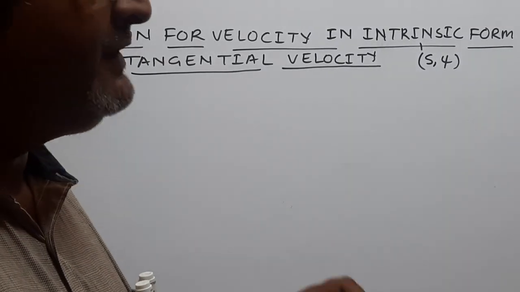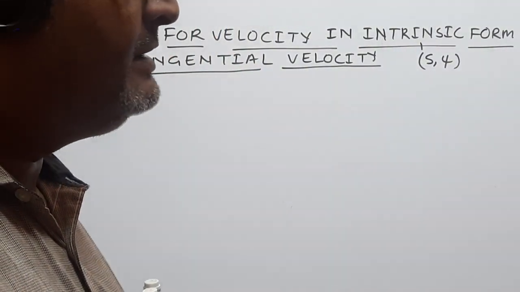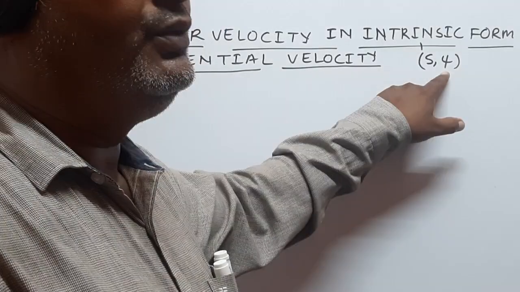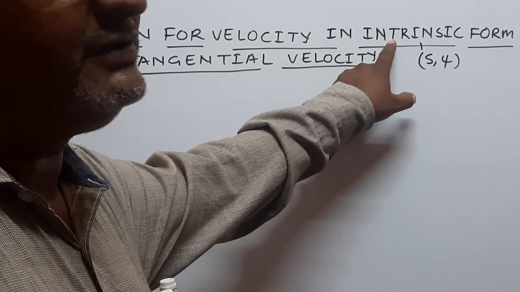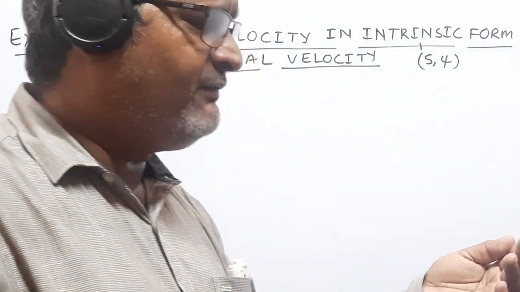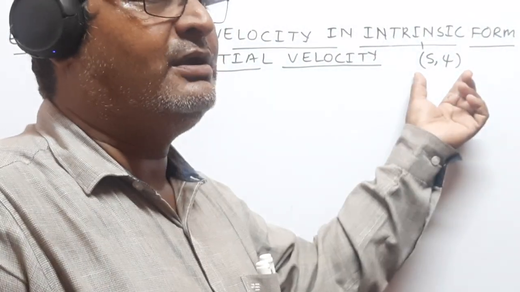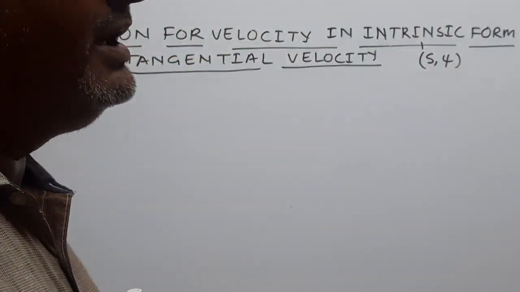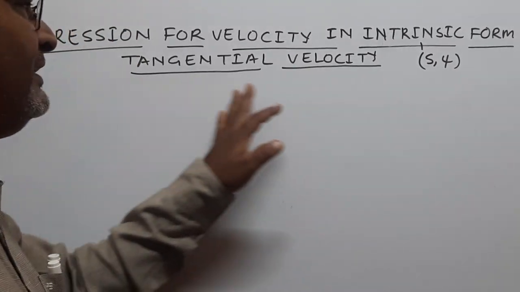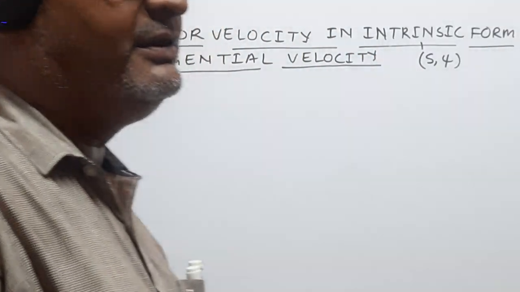First, we need to know what the intrinsic form is. If the equation of a curve is in terms of s and psi, where s is the arc length and psi is the angle made by the tangent with the x-axis, then that equation is called the intrinsic form of the equation. So here we find the tangential velocity, or the expression for velocity in intrinsic form.